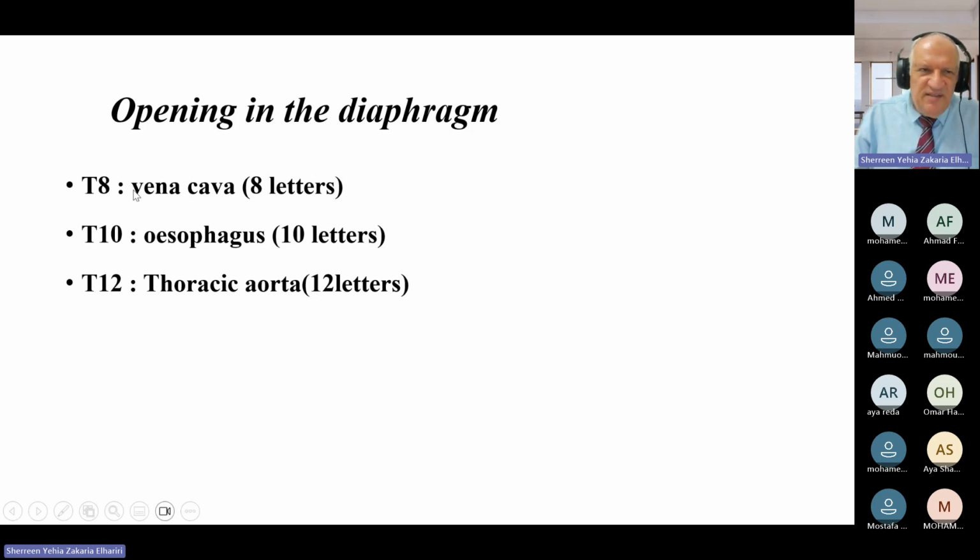So vena cava is at T8, esophagus at T10, and thoracic aorta at T12. Just remember, vena cava is 8 letters, esophagus is 10 or 11 letters, thoracic aorta is 12 letters. Openings of the diaphragm are something important.